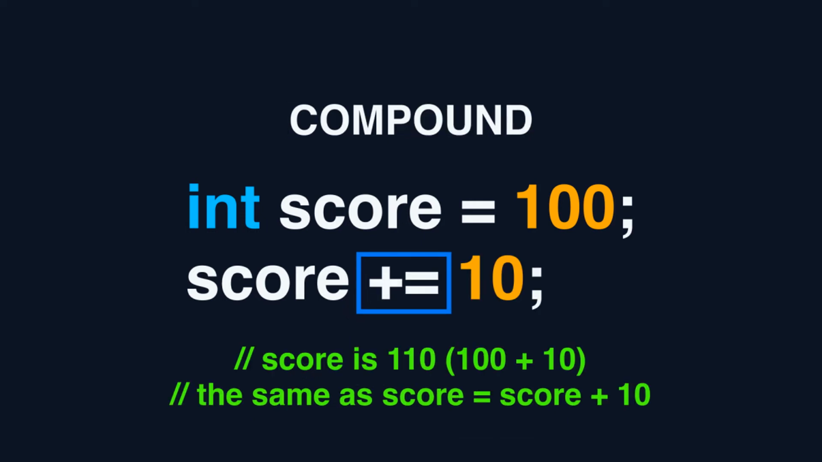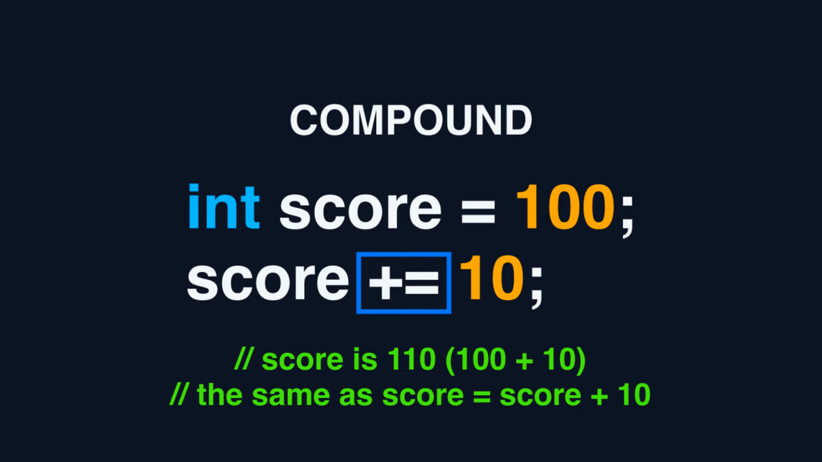Combining the math and assignment operator, it's possible to create compound operators. These provide a shorter way for incrementing or decrementing a variable by a specified number of units. We can use this shorter version with all the basic operators. And please note that you can also use it for string concatenation as well.